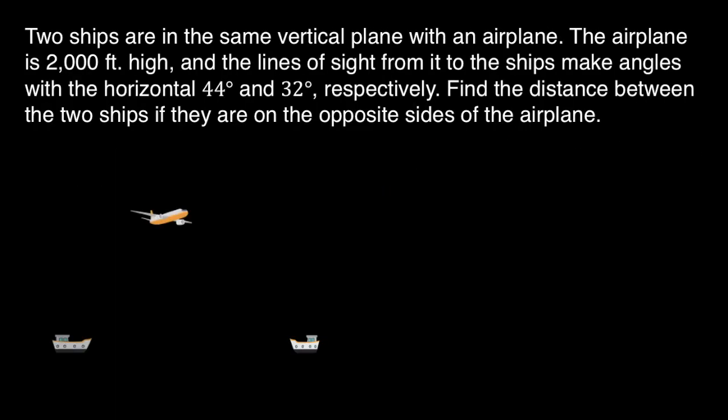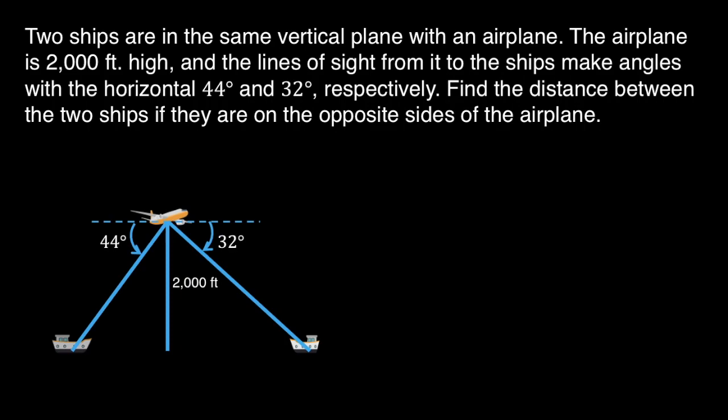Let's talk about this third problem. Two ships are in the same vertical plane with an airplane. The airplane is 2,000 feet high, and the lines of sight from it to the ships make angles with the horizontal 44 degrees and 32 degrees respectively. Find the distance between the two ships if they are on the opposite side of the airplane. Let AB be the distance between one ship and the airplane, while BC be the distance between the plane and the other ship. BD is the distance between the plane and the point at the sea directly below the plane. We are looking for AC.